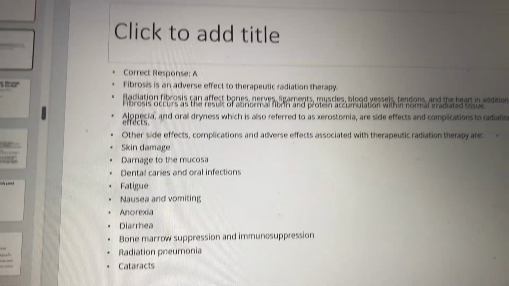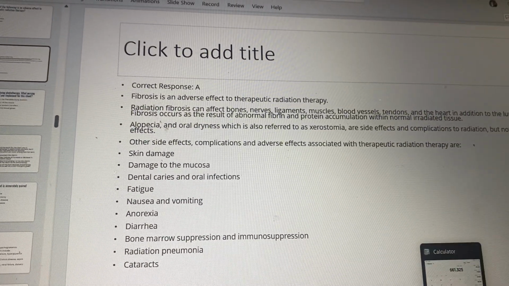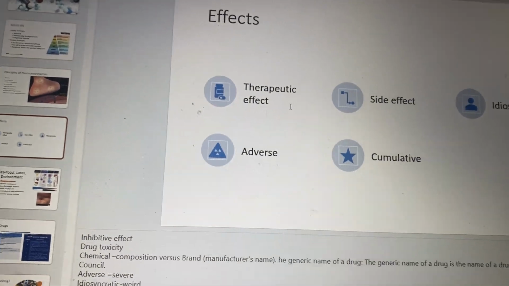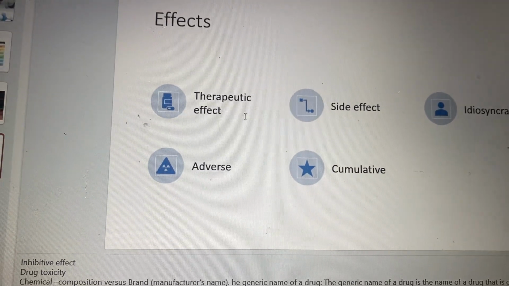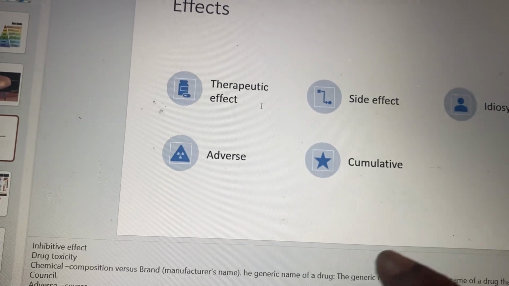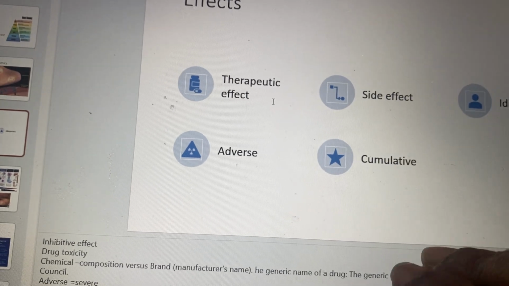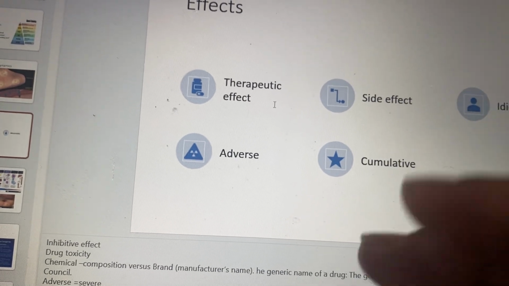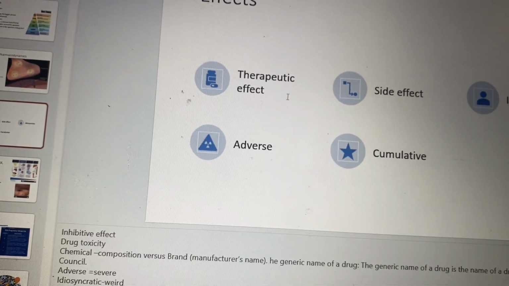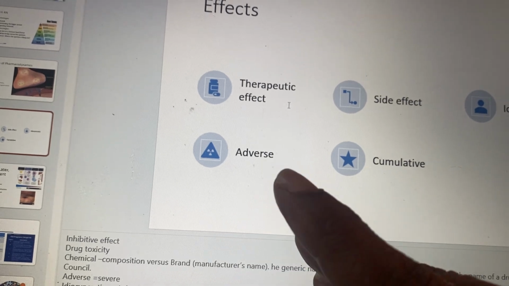One of the things that I do typically try to do, as I pull up this slide here, is that with pharm, it's so important for you to know the difference between therapeutic effect, side effect, idiosyncratic, which is the weird. These are most common. Cumulative is when both medications can cause it, like when you think about your blood pressure medications and how both beta blockers and ACE inhibitors can decrease blood pressure. Adverse effects are typically those that really can happen, but they're not expected, if you will.